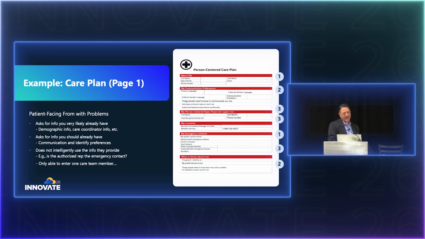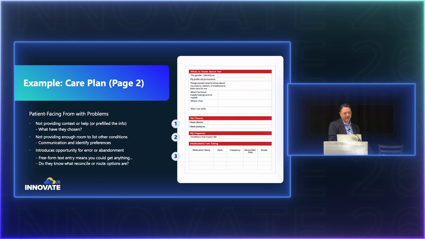So it's not making decisions based off of the fact that you entered this instead of that. And you're only able to enter one care team member. And I don't know about you, but most of the folks that I know are in programs like these have a support group. It's never just one person. How do you add one more person? You can't. Form doesn't let you.